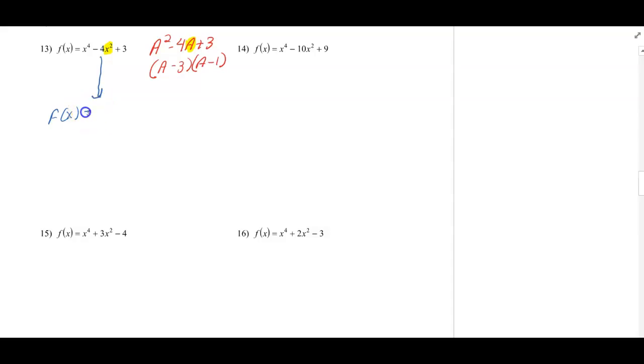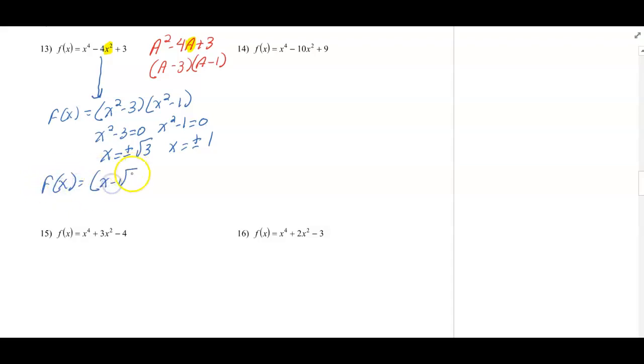So when I look at this problem, I see the red problem, and this factors into x squared minus 3, x squared minus 1. So then x squared minus 3 is 0. X squared minus 1 is equal to 0. So x is plus or minus root 3. X is plus or minus 1. At this point, you can factor completely. So f of x is x minus root 3, x plus root 3, x minus 1, x plus 1.